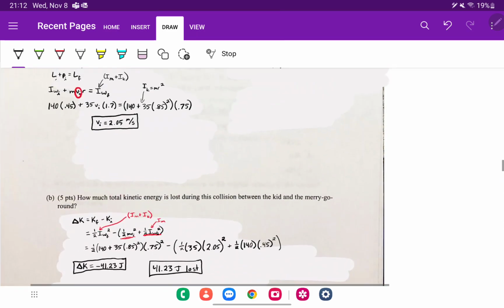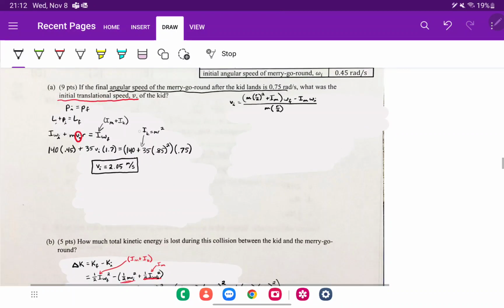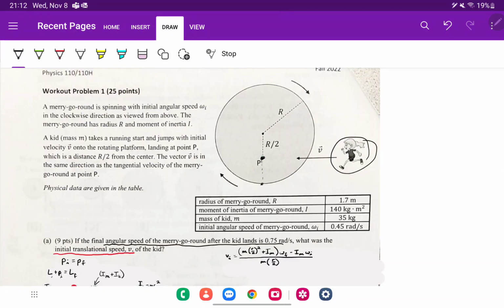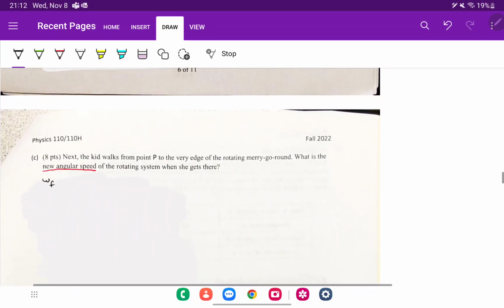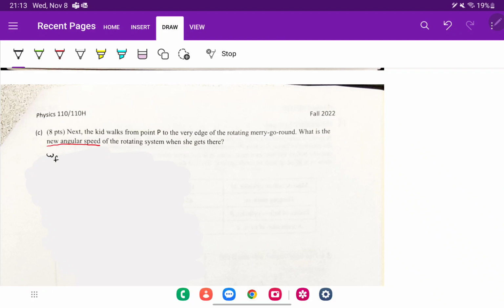Because if you remember in parts A and B, when we calculated I of the kid, we used the radius of her current position to the center. So the only thing that's changing in this problem is her position, which means the only thing that's changing is the I of the kid. So that's why I chose to use conservation of momentum, because we know whatever our initial L was is going to equal our final momentum. So if we plug in some numbers here, we get I omega equals I omega.